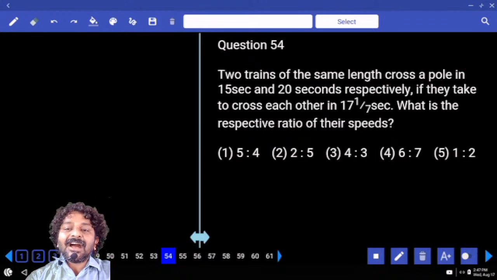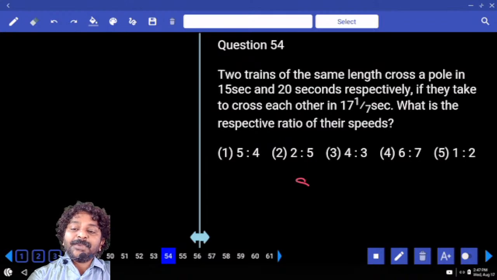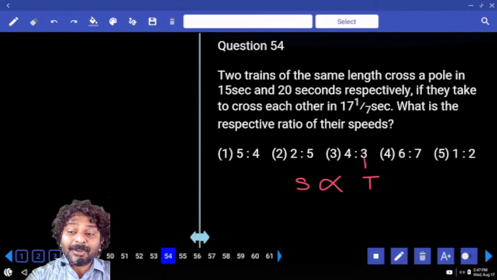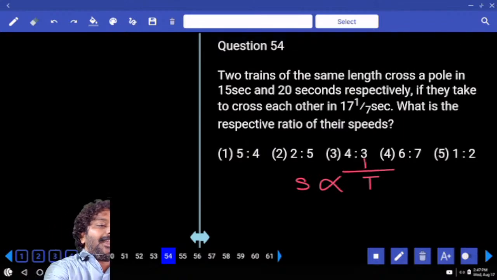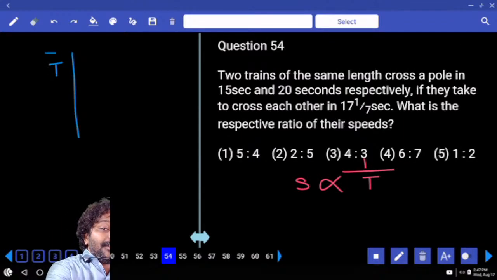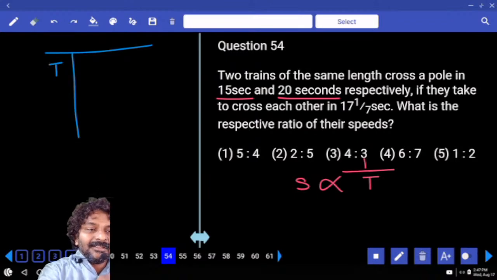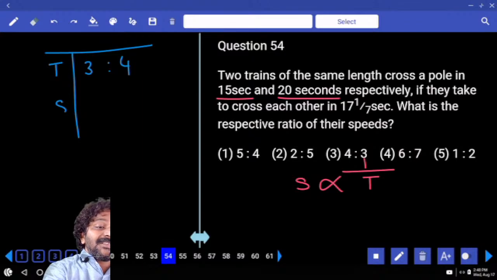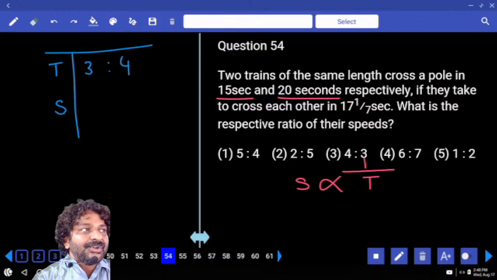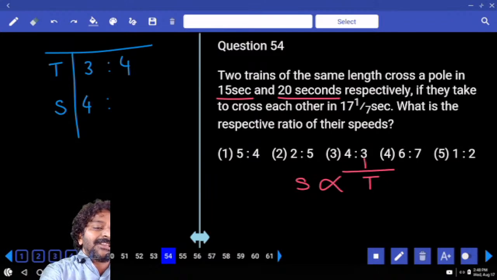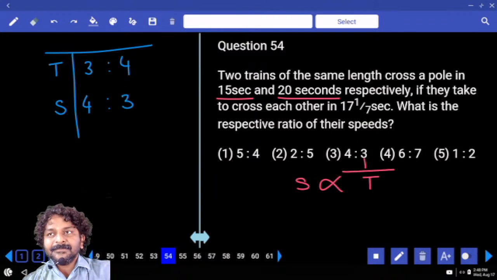If distances are equal, speed and time are inversely proportional. We already have the time ratio here. How many seconds does the first one take, and the second one, to cross the electric pole? That means the time ratio is 3:4. Because the distances are equal, time and speed must be inversely proportional to each other, so the speed ratio must be 4:3.